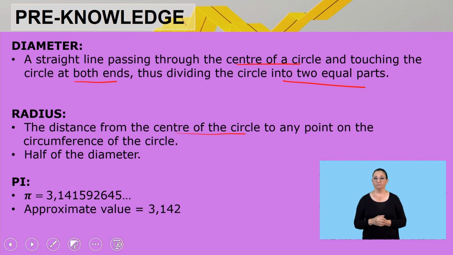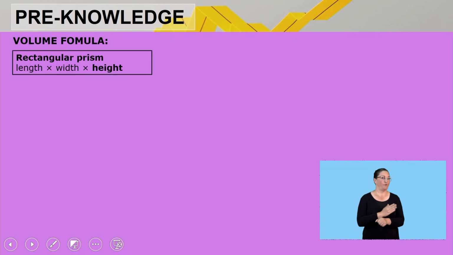Guys, are we clear? Okay, let us quickly do a quick practice, okay? And again, please work with me. Now, before we get to that part, let's look at more knowledge that you should know. I decided it's good to just summarize the formula that we'll need to calculate volume.